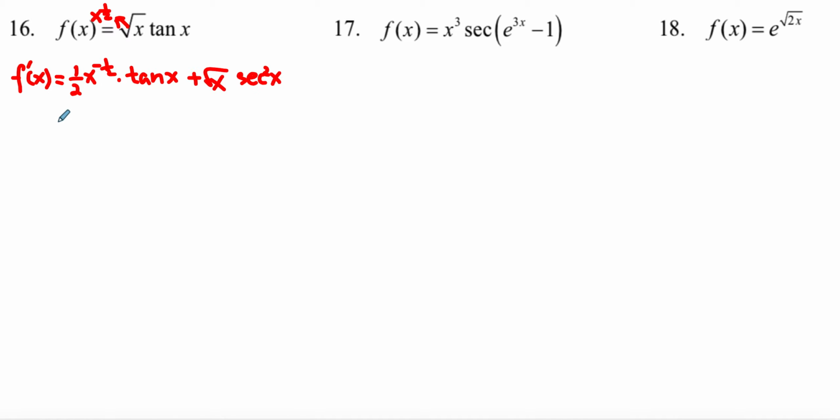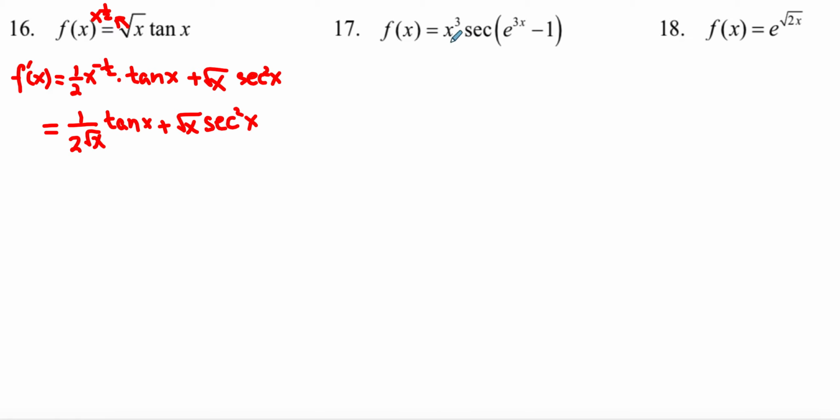If you have to clean this one up a little bit, we get 1/2 square root of x times tangent of x plus square root of x times secant squared of x. That becomes our answer. Number 17.